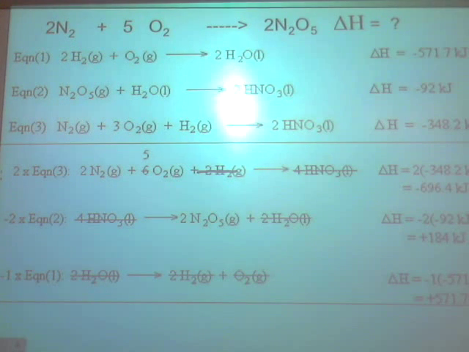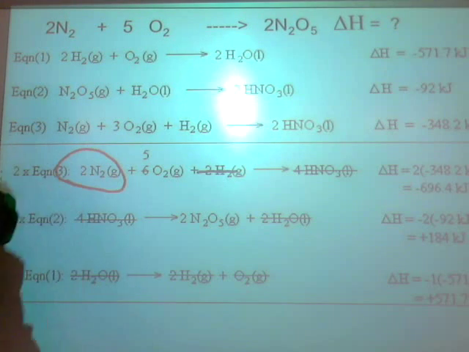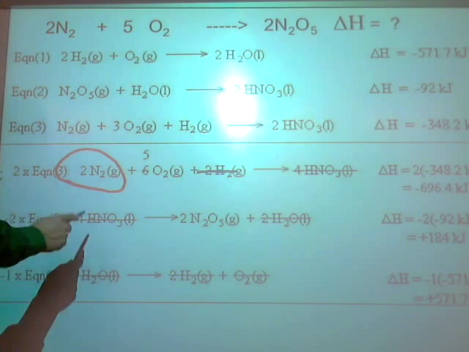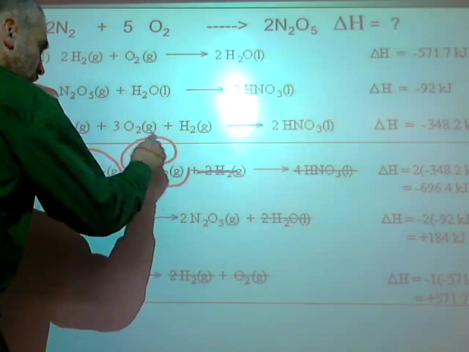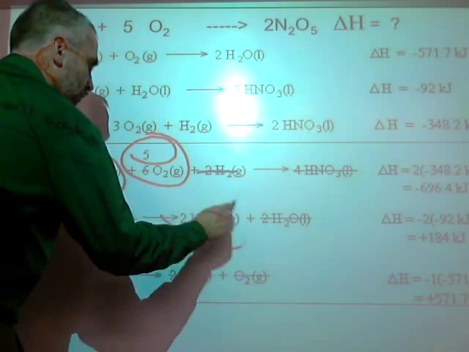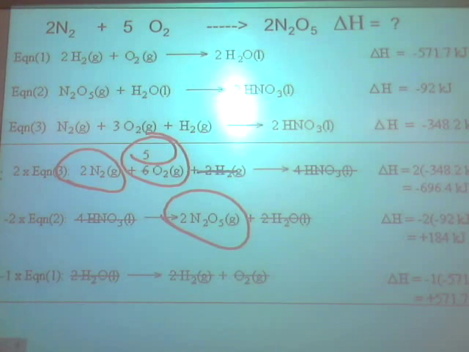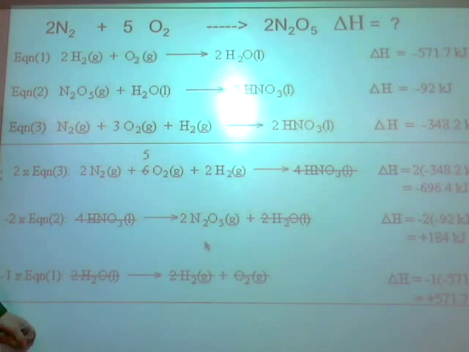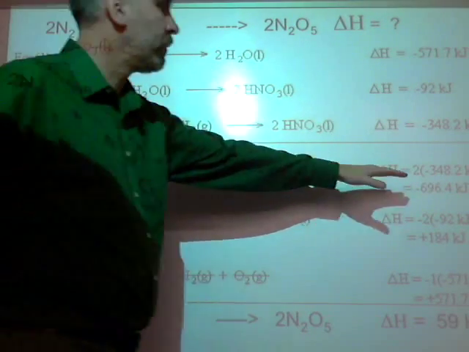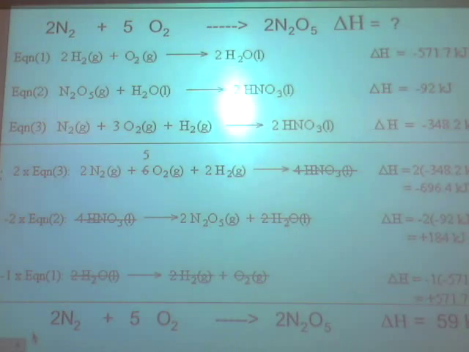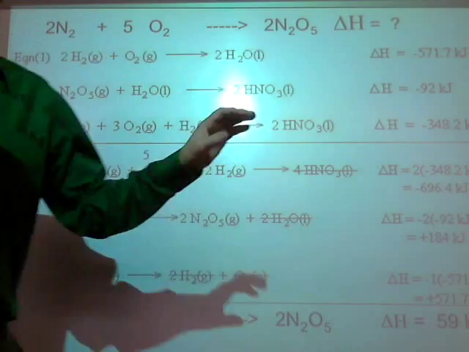Okay. So what's left? Well, what's left is 2N2, 5O2 yields 2N2O5, which is exactly what I wanted, correct? And what do I do with that? I add up these numbers, and I get the final answer, which is 59 kilojoules. So is this reaction endo or exothermic? Endo. Okay. Beautiful. That is what you have to do.